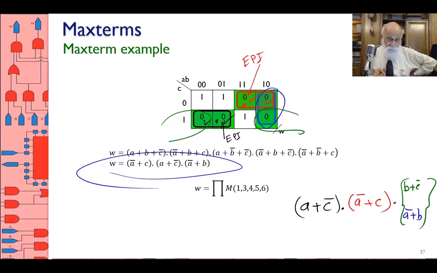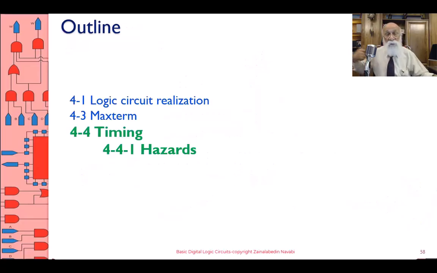If I want to write this in its standard product of sums form, it becomes 1, 3, 4, 5, and 6. Okay? So that's an example of Maxterm. What we're going to do next is go into timing, which is extremely important.